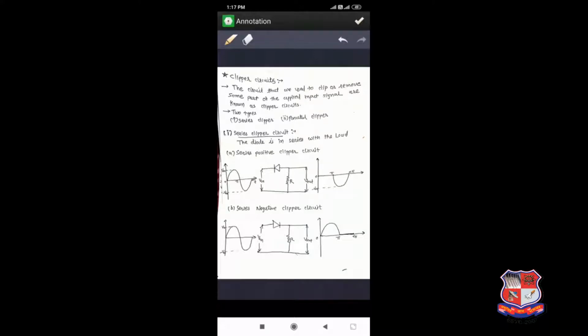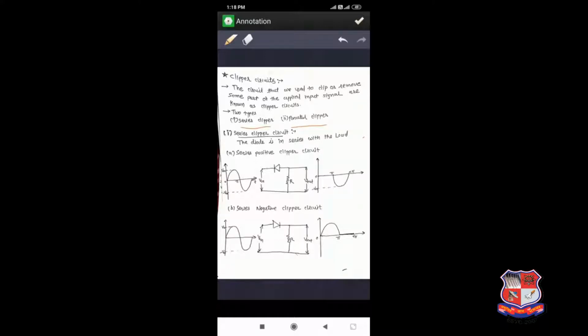As we know, electronic circuits are voltage sensitive, and if a high voltage is applied to them, it can totally destroy the device. So before applying the voltage to an electronic device, we provide a clipper circuit so as to reduce the amplitude of the applied voltage. There are two types of clipper circuit. The first one is the series clipper circuit and the second is the parallel clipper circuit.